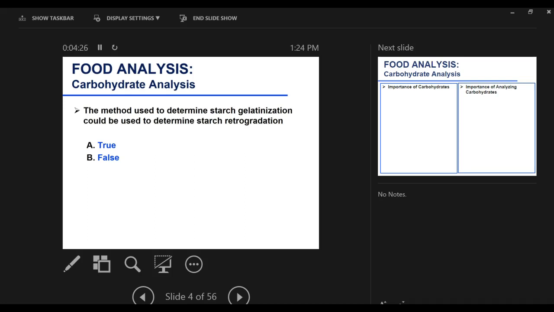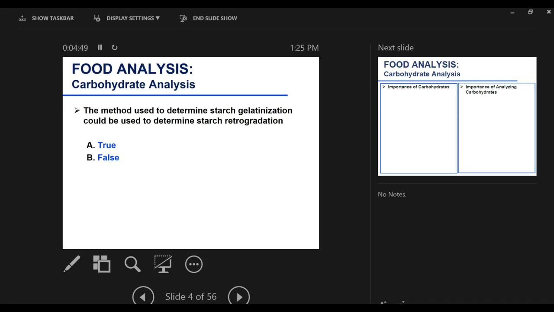Starch gelatinization is when the starch is heated up and then it becomes swollen because the water gets into the starch. And then retrogradation is when you store the starch in the fridge and then the hydrogen bonds link back together. Okay. Yes, but it doesn't have to be in the fridge.